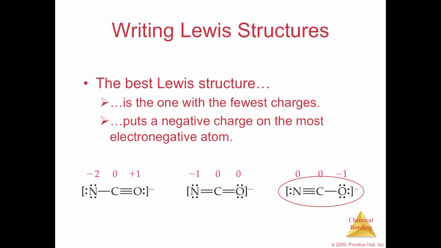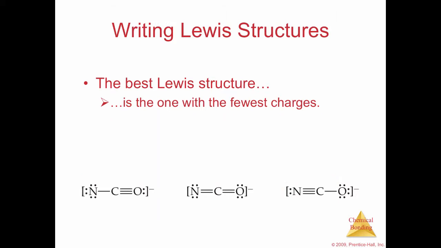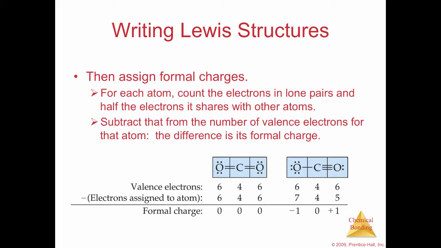Let's go back for a second. So if we go back to the carbon dioxide picture, again, which of these two has the fewest formal charges and also puts the negative on the most electronegative atom? Well, the answer here is obvious, that this one has the lower formal charge. And we've seen this structure before. We know that carbon dioxide does have 2 double bonds in it.